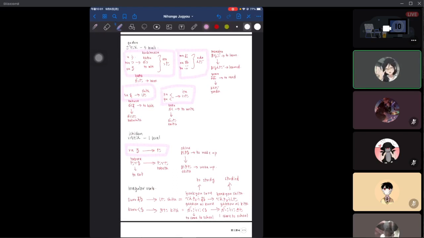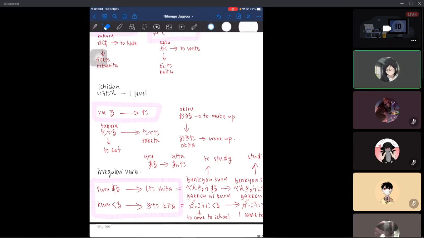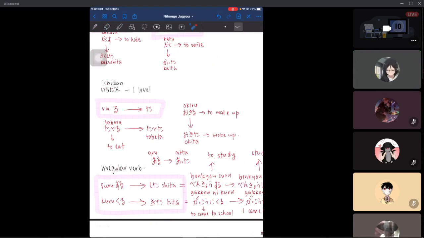So for irregular verbs, basically, you have to memorize this. And then, for example, there's another one. Remember the irregular verb aru, arimasu, which means there is. Aru. To conjugate it, you just change it into atta. As I mentioned again, you do not really have a formula to remember how it is conjugated. You just have to remember this part.